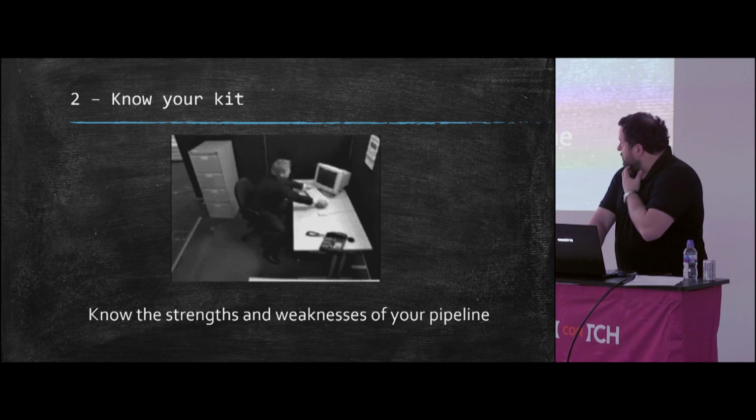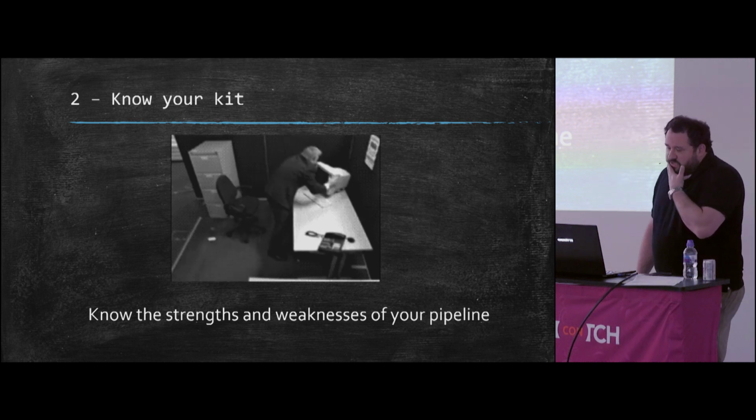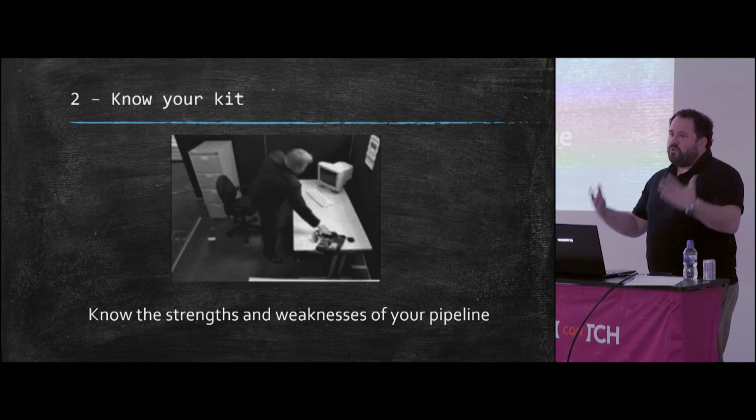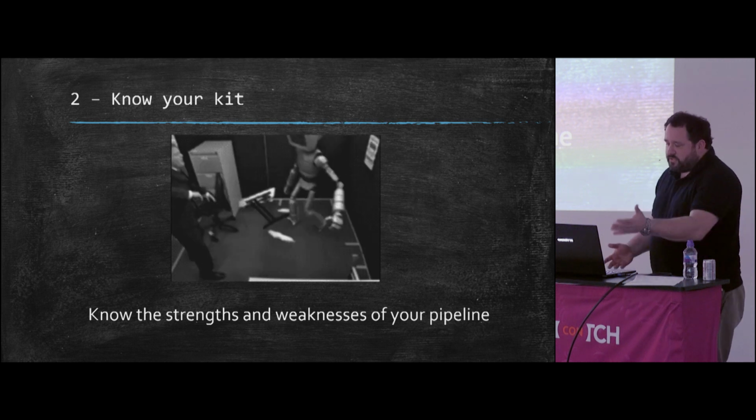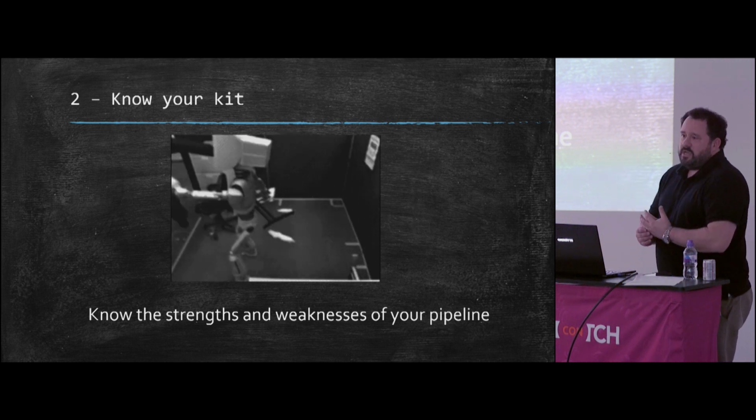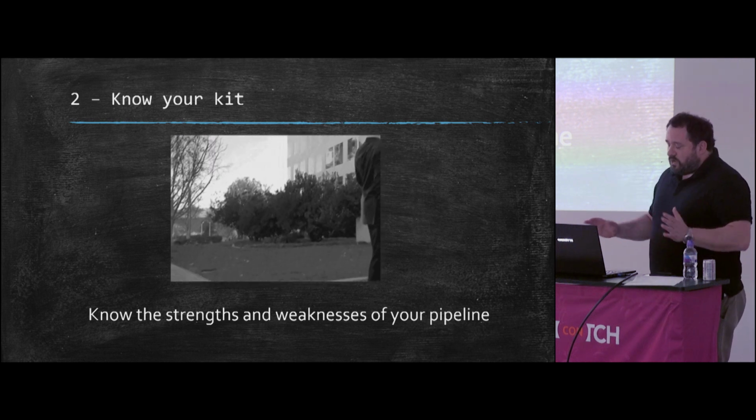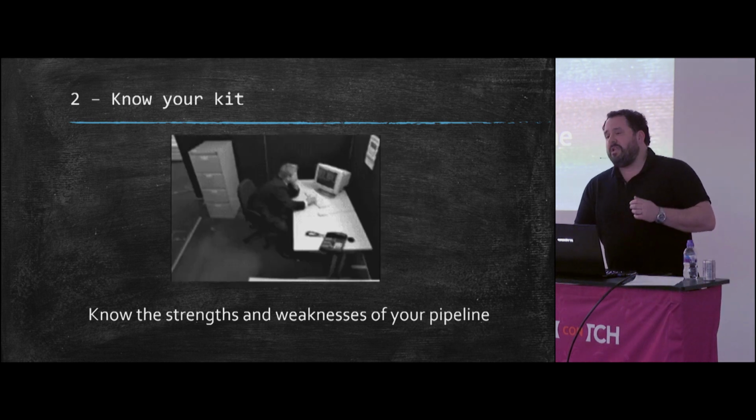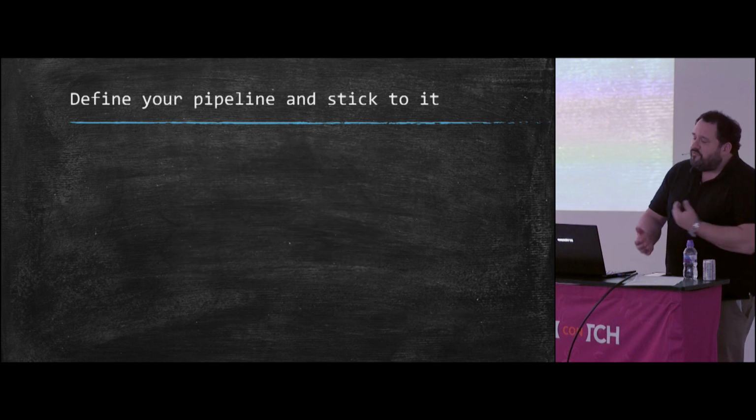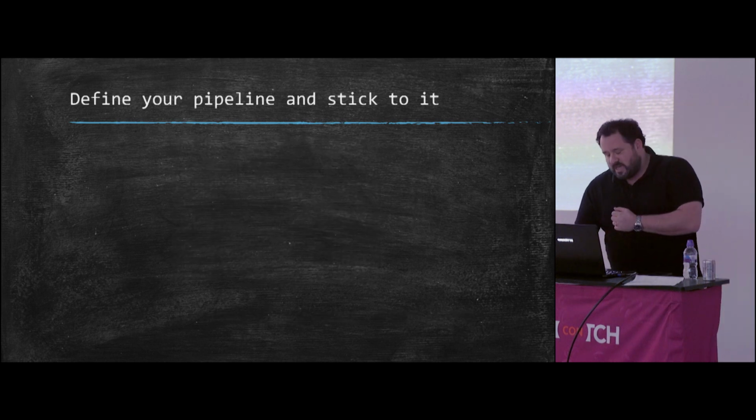The next one is, know your kit. Know the strengths and weaknesses of your pipeline. It's very important that you know what hardware you're working on. Otherwise, this is going to happen. It's going to take over, and it's going to control your show, and it's going to run away with it. It really is a problem. So define your pipeline and stick to that.